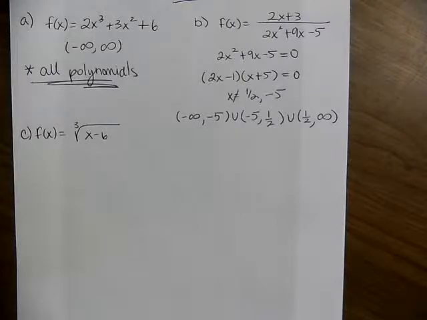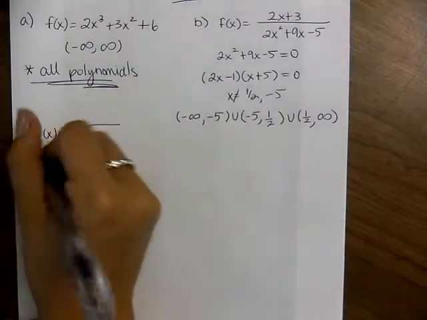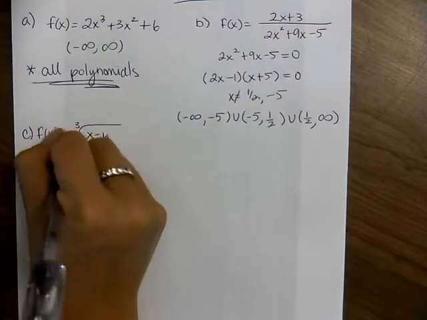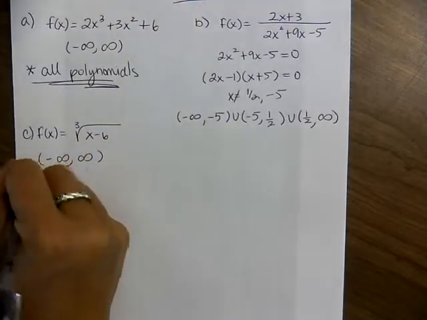Yeah, it's all real numbers again. This is another gift, right? Any odd-powered root is going to give you all real numbers, because you can plug in anything for x. You can plug in negatives, positives, 0. It all works, okay? So anytime you see an odd root, it's negative infinity to infinity.